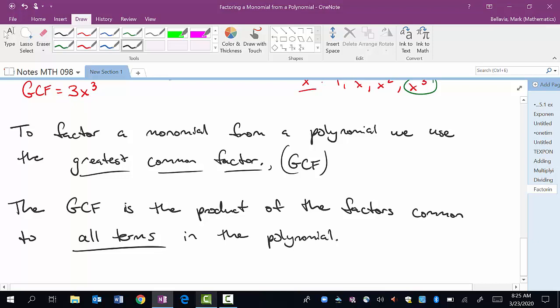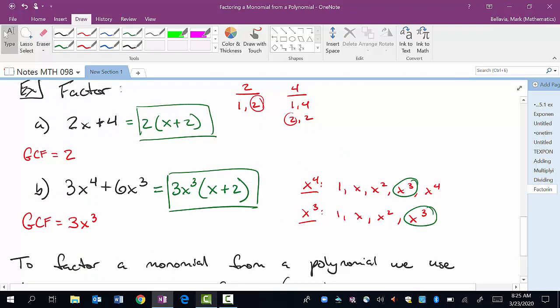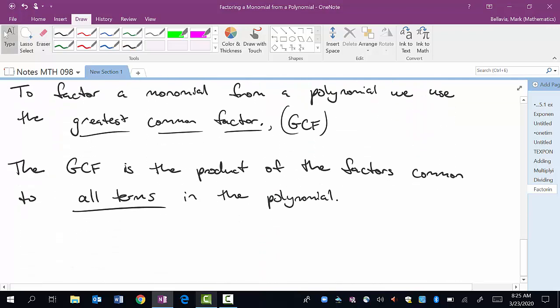When I say that it's a common factor that's common to all terms, what I'm really saying is, if we go back up here, notice in the second example, example B, we took from the coefficients and the variables because we had x's in both terms. In the first example, though, we didn't have x's in both terms, so we couldn't take any x's out, so there were no x's common to all terms. In this case, x to the third was common to both terms, so we could take it out with it.